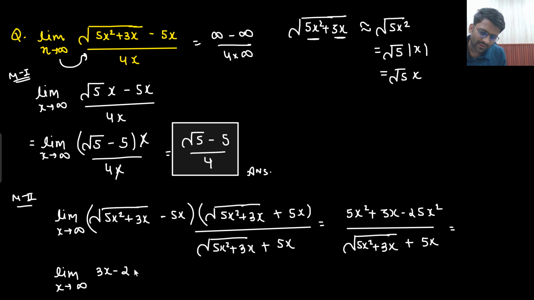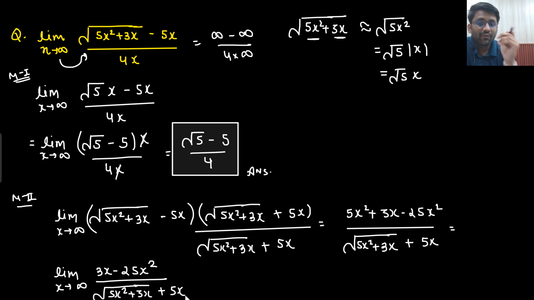3x minus 25x square under root 5x square plus 3x plus 5x. This is what it has been reduced to. And I can notice one thing. What do I notice? That again, it is giving me infinite minus infinite form only. You put infinity here: 3 into infinity minus infinity.